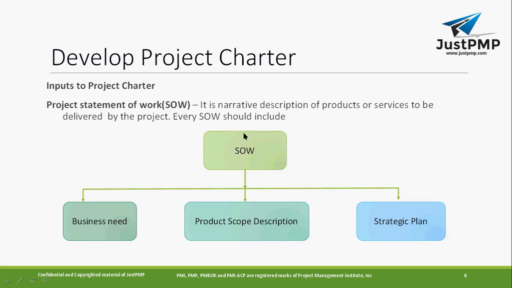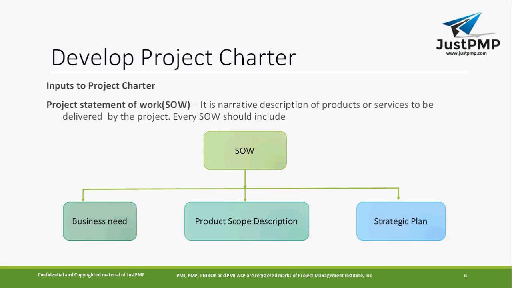One is the project statement of work, that is the SOW. If you see any companies, they give the statement of work. They specify in the statement of work the information that should be there, like business need, product scope description, and strategic plan. The statement of work, that's the SOW, is a narrative description of product or services to be delivered by the project. So every SOW should include it.